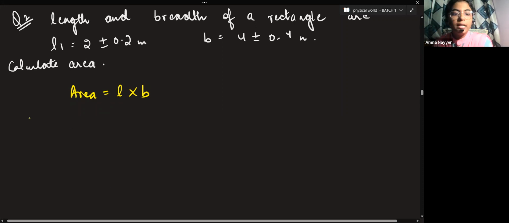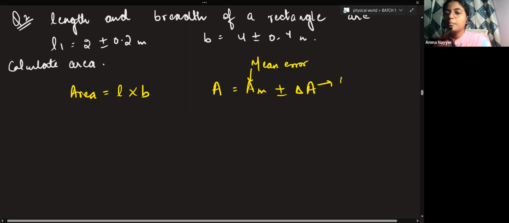So area is L into B. It means area will be given by AM plus minus delta A, where AM is the mean value, and delta A is the mean absolute error.